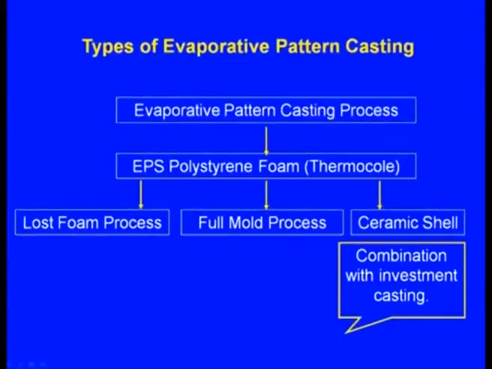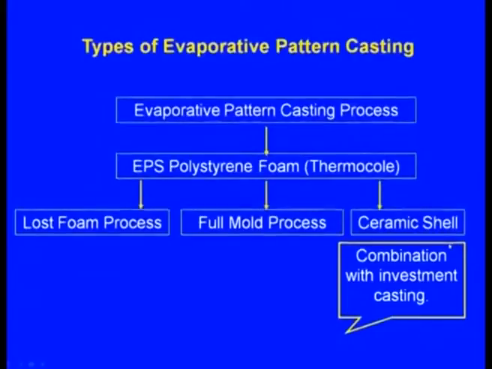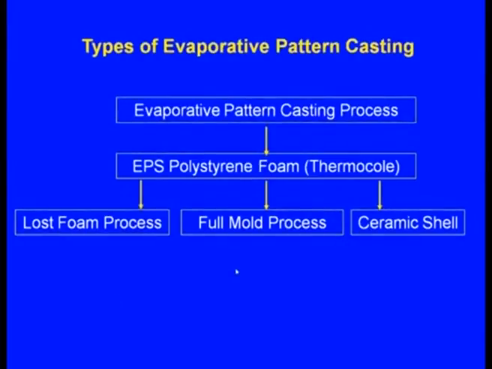Like that, this process is continued 5 to 7 times, meaning it is dipped in the ceramic slurry and dried each time. In the same way, here also a thick shell is created around the polystyrene pattern, the evaporative pattern. Then we pour the molten metal. So, it is a combination with the investment casting process. So, these are the three types of the evaporative pattern casting process.